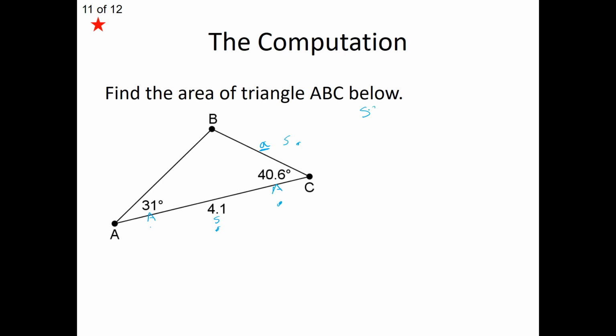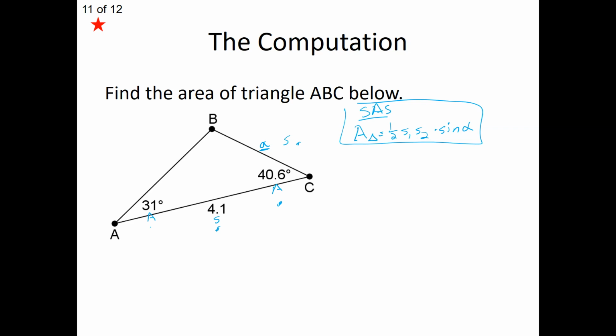And with the side-angle-side case, think about what we just did. With side-angle-side, we were able to find the area of our triangle, which is one half the product of the two sides times the sine of their included angle. We're going to use this after we find our missing side A, to find the area of the triangle.